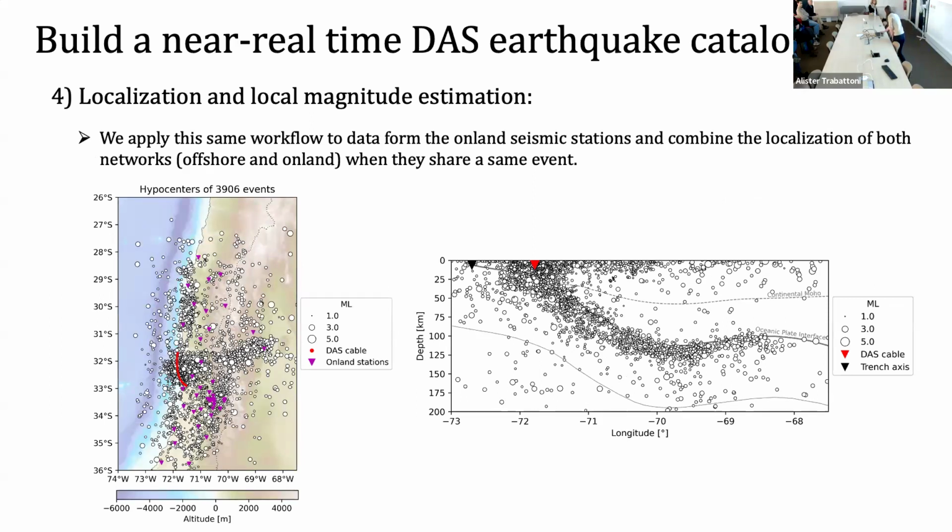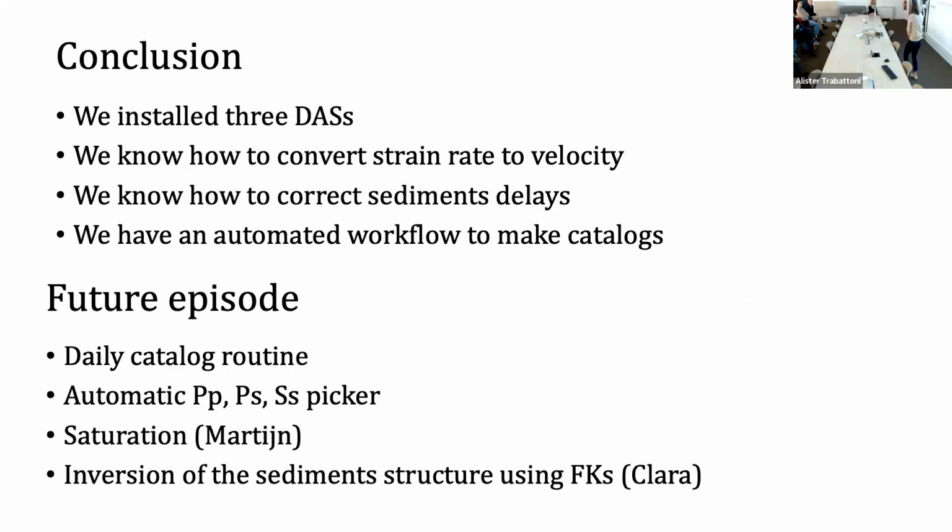In conclusion, we installed the 3 DAS in Chile last October to begin the Abyss project that will last 5 years. We know how to convert strain rate to velocity, so it's very convenient to apply all the conventional seismological tools afterwards, and we know how to correct sediment delays to improve the localizations. And we now have an automated workflow to make catalogs.